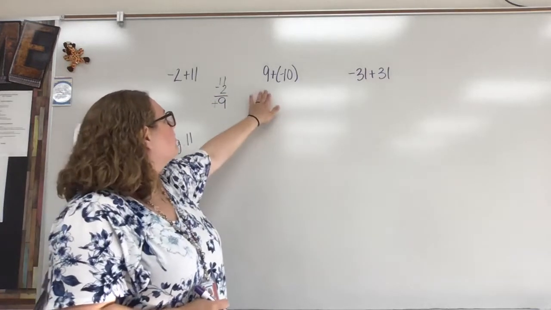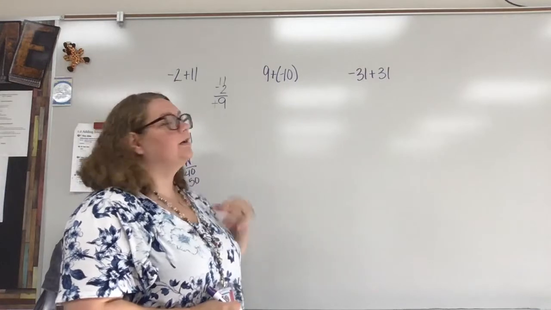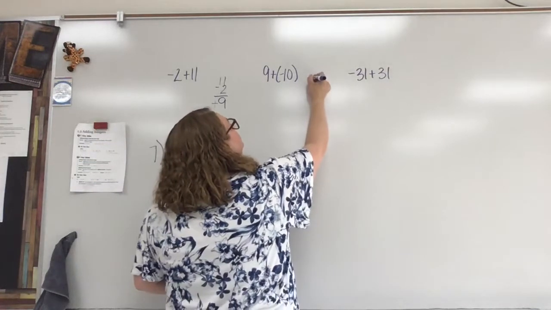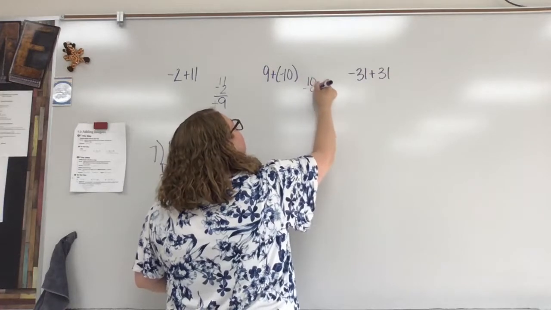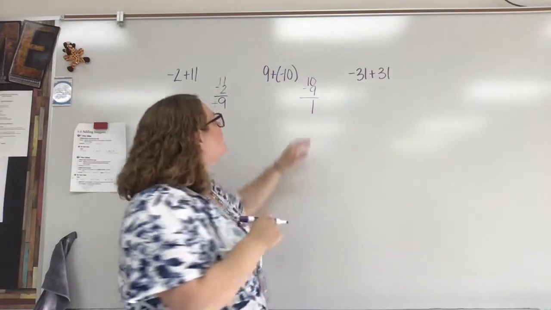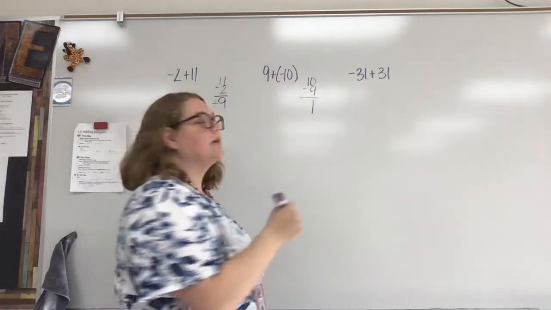And the second one, we have 9 plus -10. Again, they have opposite signs. So we're going to subtract. 10 take away 9 is 1. We're going to keep the sign of the larger number, which in this case would be this negative.